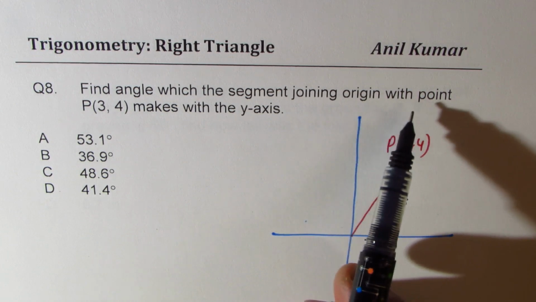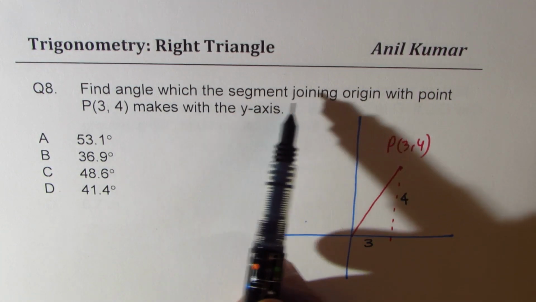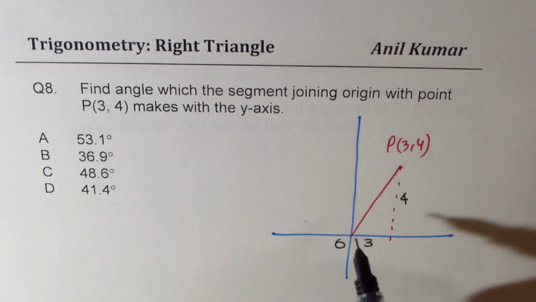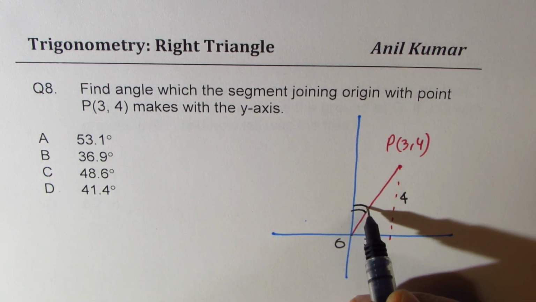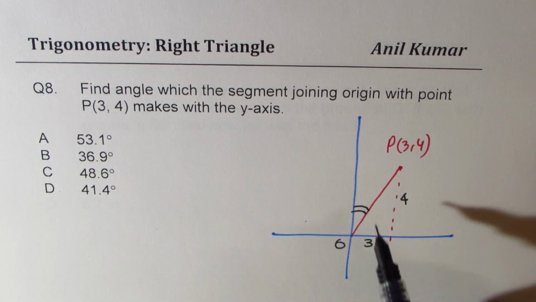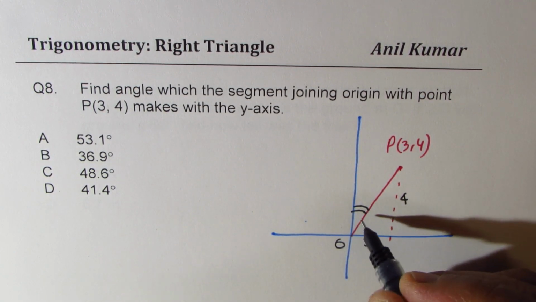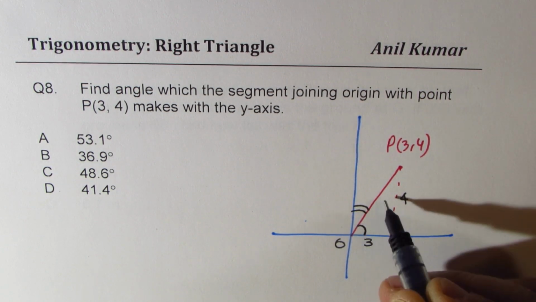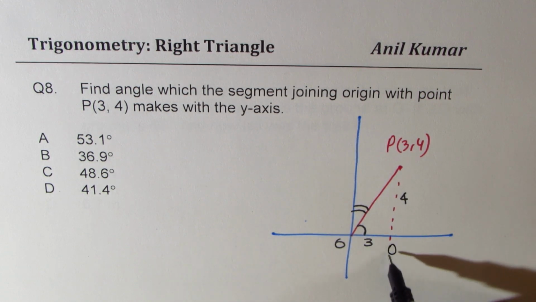We want to find the angle which the segment joining with origin O makes with the y-axis. We have to find this angle, right? How do we find this angle? Well, there are a couple of ways. One, you could find the angle at O. Let's call this PQ.